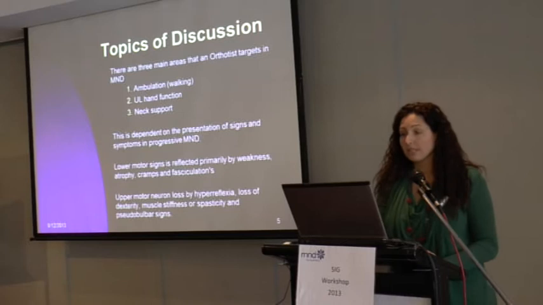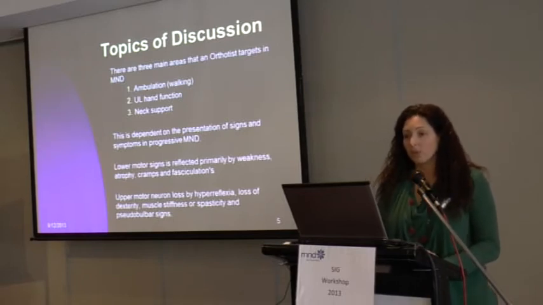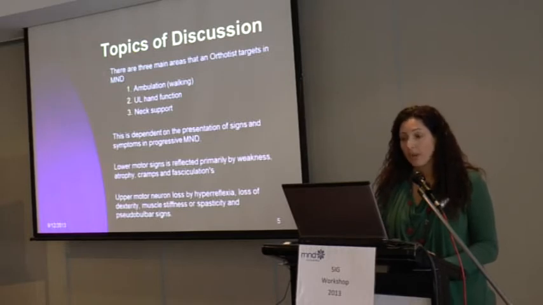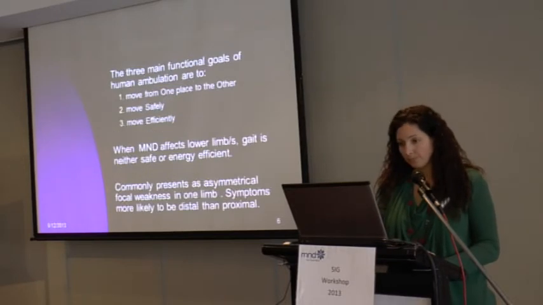There are three main areas that an orthotist targets in motor neuron disease. They are ambulation, which is walking, upper limb hand function, and neck support. This is dependent on the presentation of signs and symptoms in progressive motor neuron disease. Lower motor neuron signs are reflected in muscle weakness, muscle atrophy, cramps, and fasciculations. Upper motor neuron signs are hyperreflexia, loss of dexterity, muscle stiffness or spasticity, and pseudobulbar signs.